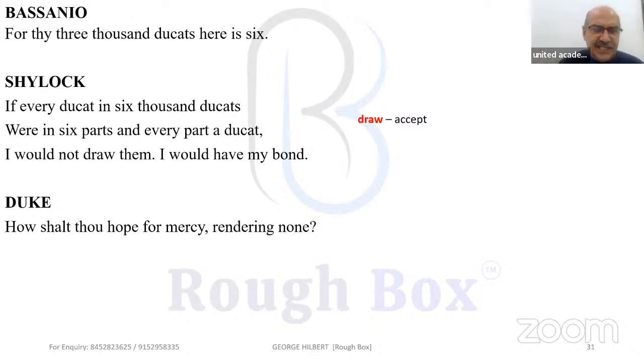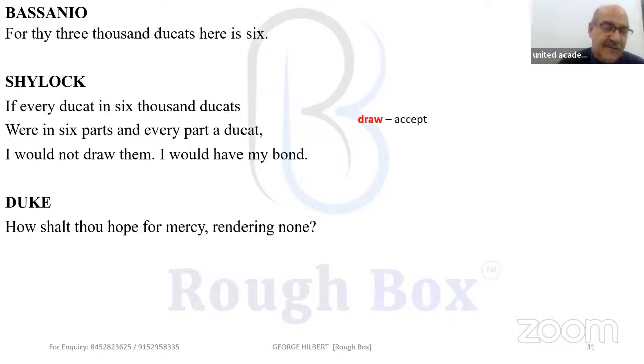And what are the terms and conditions in the bond to be fulfilled? Antonio's pound of flesh to be cut from any part of his body that Shylock deems fit. So can you imagine? He is ready to give up his money, not just 3,000 ducats, but 36,000 ducats.